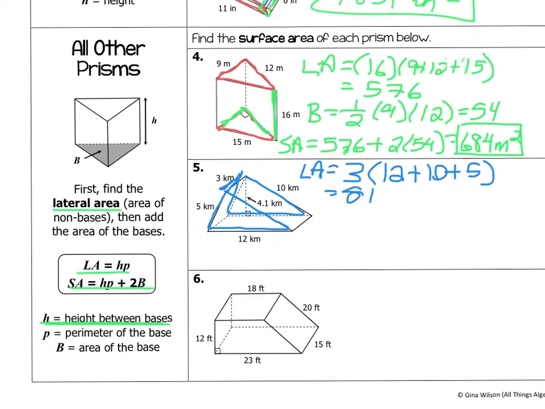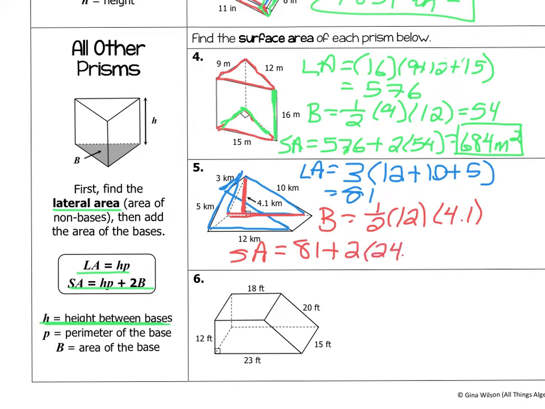So when we add that all up together, we end up getting 81. And then the next thing we're going to do is find the area of the base. So the area of the base is 1/2, and your base is going to be right here, which is 12, because remember the height is perpendicular, so it's 4.1. So our total surface area would be, you take the lateral area, which is 81, plus 2 times your base, and you end up with 130.2 kilometers squared.